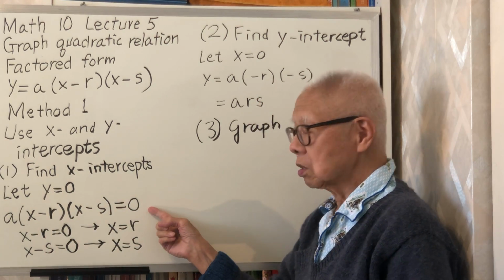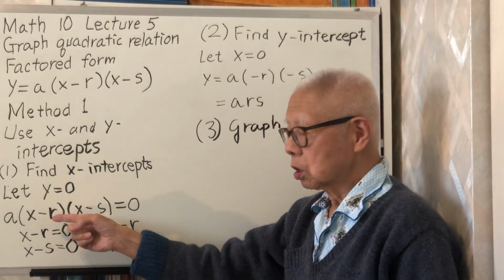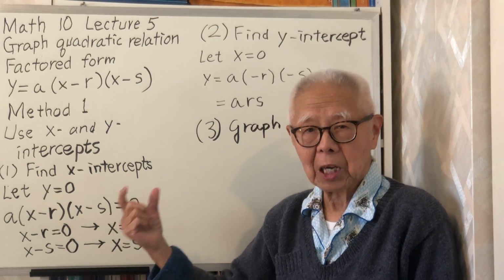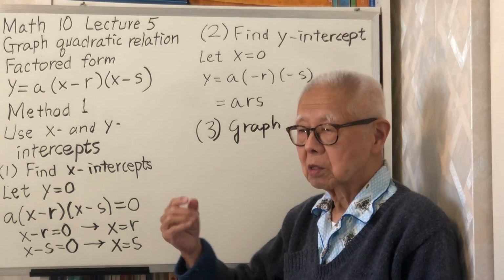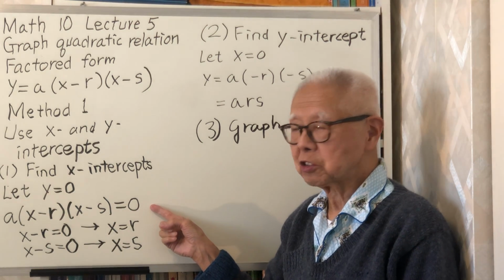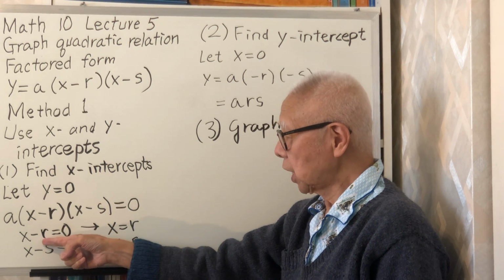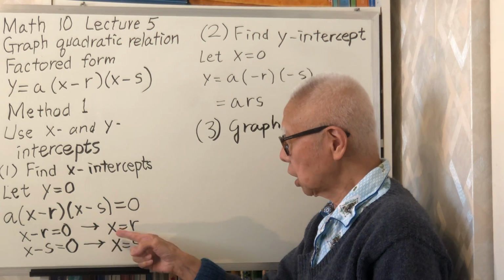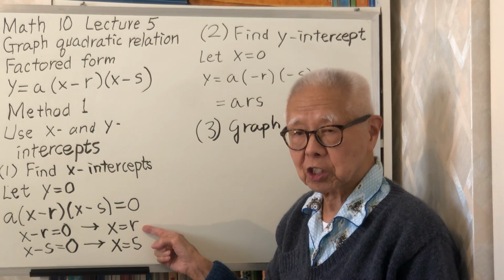So this relation equals 0, which means one of the brackets must be 0. Otherwise, the whole thing cannot be 0. So if this is 0, x minus r is 0, which means x equals r. So r is an x-intercept.